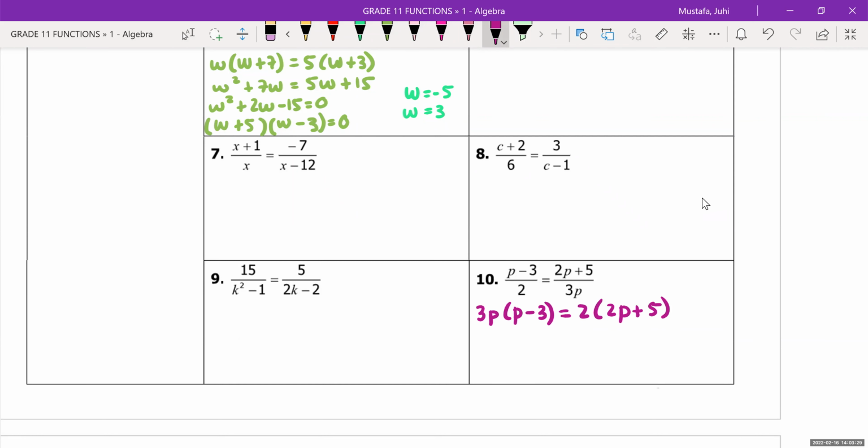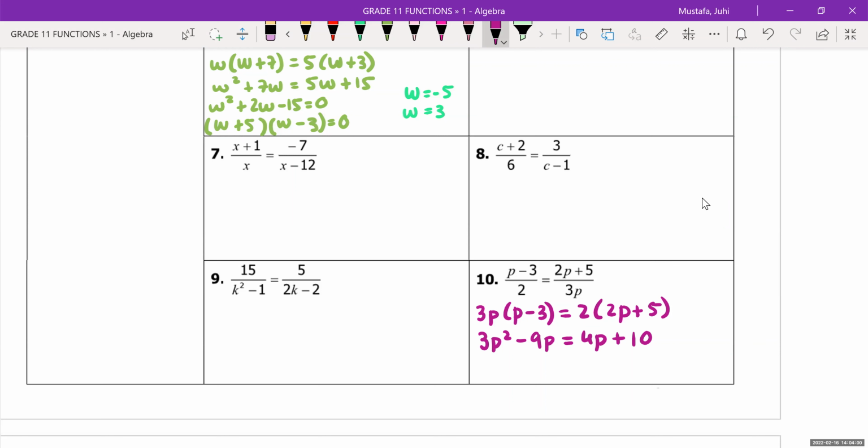We will distribute. So we'll get 3p squared minus 9p is equal to 4p plus 10. Okay, now this question's interesting because can we isolate for the letter p, like by moving things to one side and moving everything else to the other? The answer is we can't because we have a p squared and a p, and that makes things complicated.